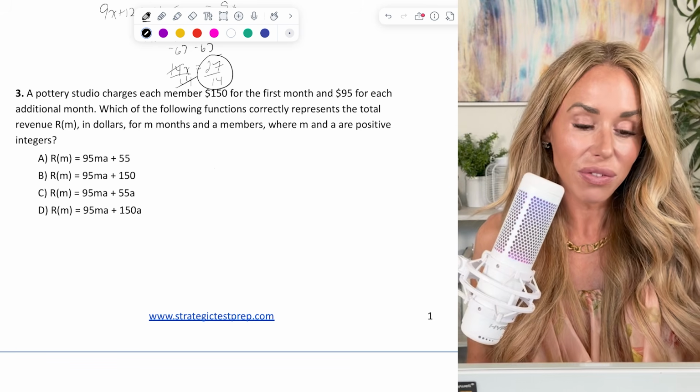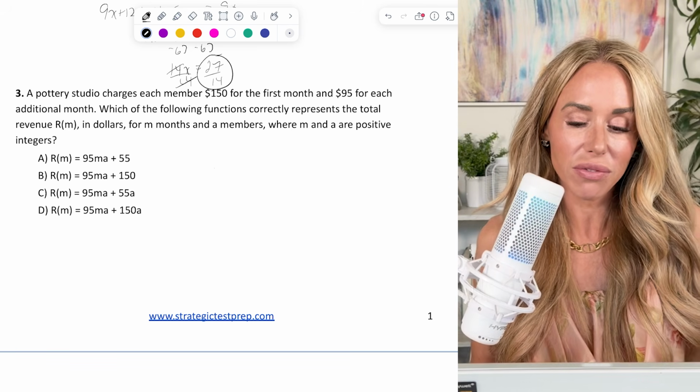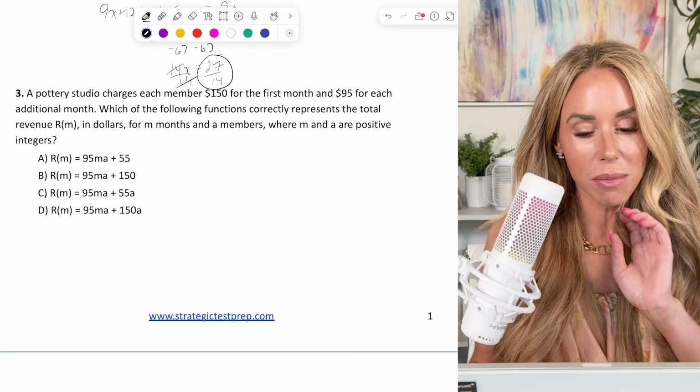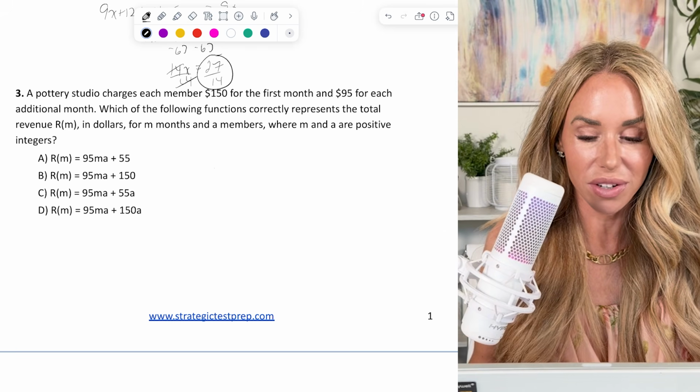All right, number 3, we have a pottery studio charges each member $150 for the first month and $95 for each additional month. Which of the following functions correctly represents the total revenue, R of M, in dollars for M months and A members where M and A are positive integers?